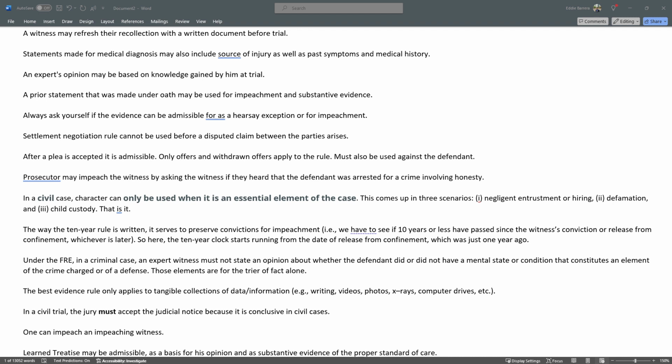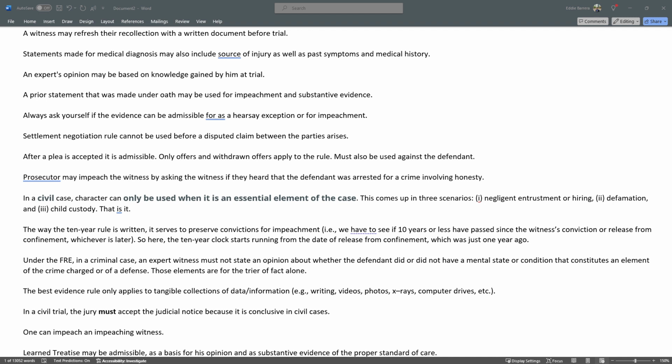Prosecutor may impeach the witness by asking the witness if they heard that the defendant was arrested for a crime involving honesty. In a civil case, character can only be used when it is an essential element of the case. This comes up in 3 scenarios: 1. Negligent entrustment or hiring. 2. Defamation. And 3. Child custody.